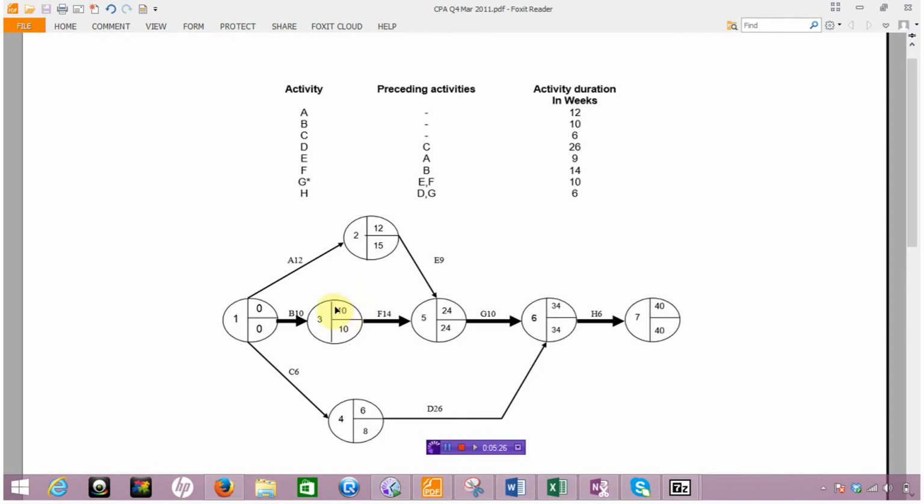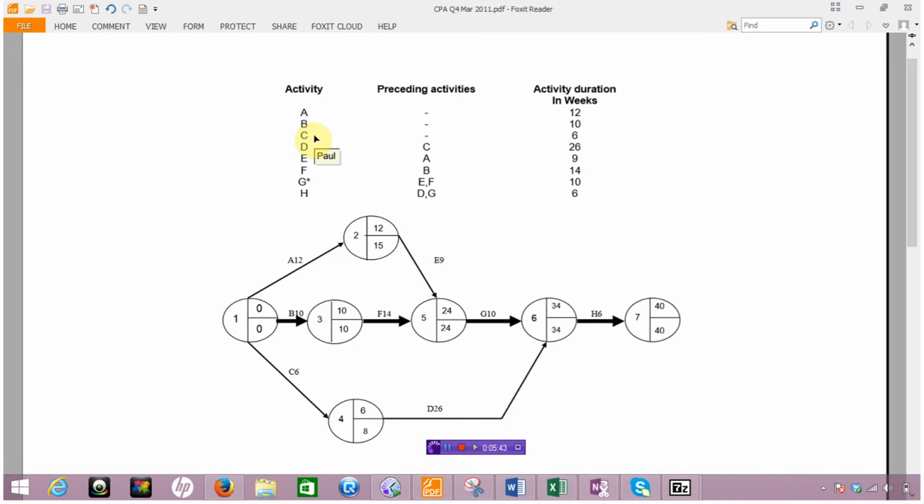Okay, so how do we get that box right? Well, we look back to the previous activity and we say, well, if we have 10 in terms of duration, the previous one was 0, therefore that EET must be 10 weeks. Okay, so that's really A and B dealt with.